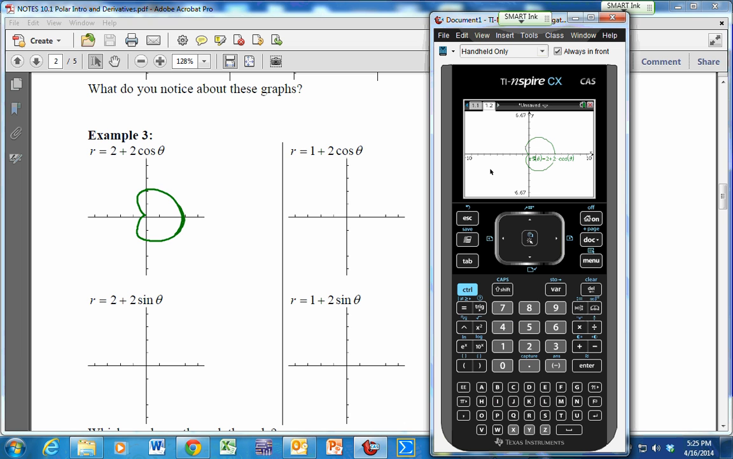So now let's try 1 plus 2 cosine theta. I'm going to go ahead and do it on the same graph. It'll be a little hard to see, so if it's too hard to see for you on your own calculator, then go ahead and do it on another page. So I'm going to do 1 plus 2 cosine theta.